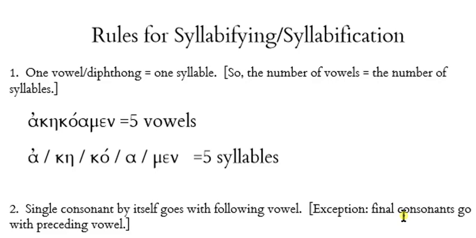So the first principle is that the number of syllables you're going to have in a word is always going to be dependent upon the number of vowels you have. Remember, a diphthong constitutes one vowel sound. One vowel sound. By the way, I don't think I mentioned this.